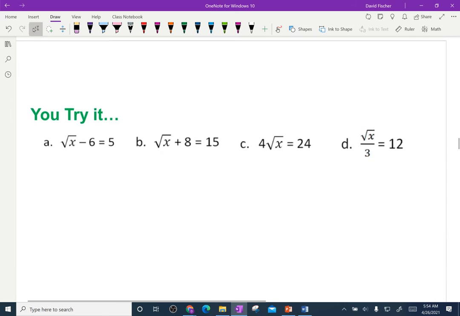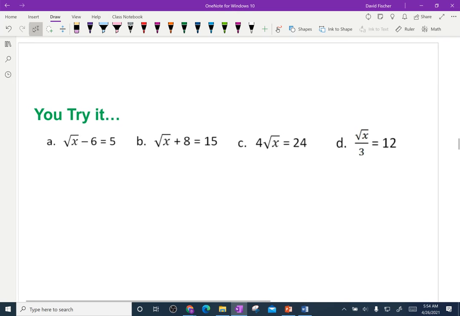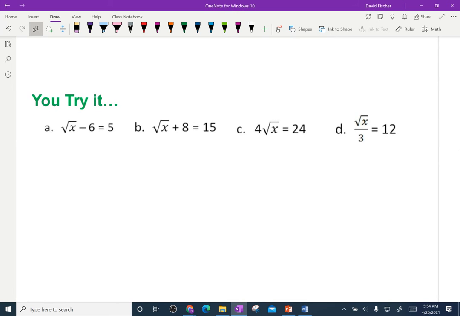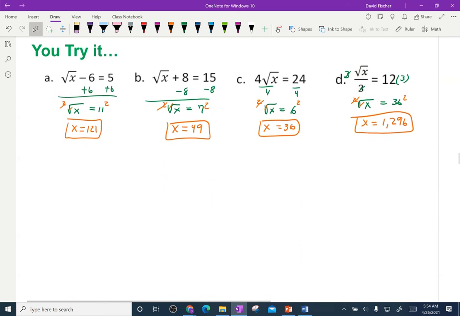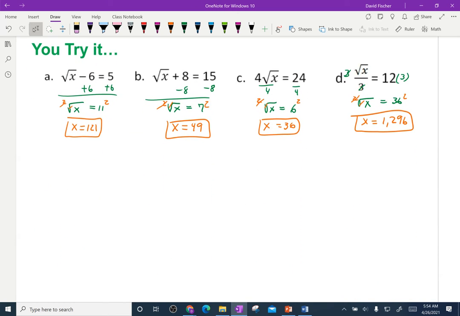All right, that was not a lot of growth there or extra steps. So do these 4, and let's see how you do. Okay, let's see how you do. I got 121 for the first one, 49, then 36, and then 1,296.